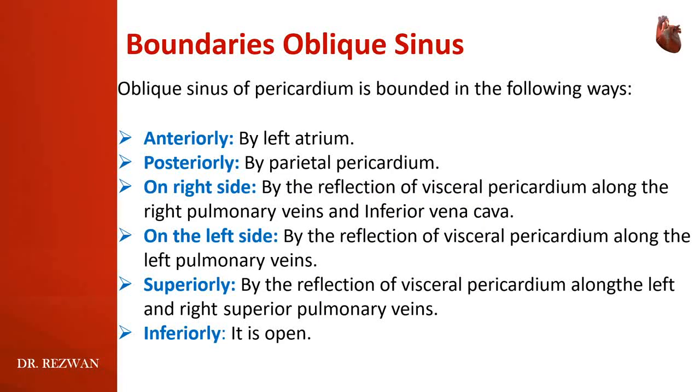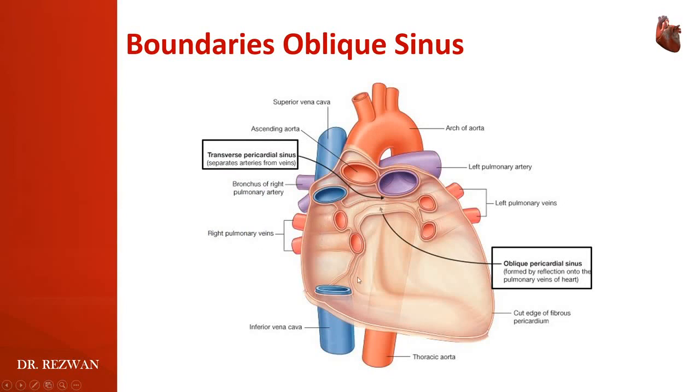Now what are the boundaries of the oblique sinus? The oblique sinus is bounded anteriorly by the left atrium, posteriorly by the parietal pericardium, on the right side by the reflection of the visceral pericardium along with the right pulmonary veins and the inferior vena cava, on the left side by the reflection of the visceral pericardium along with the left pulmonary veins, and superiorly by the reflection of the visceral pericardium along the left and the right superior pulmonary veins, and inferiorly it is open. So again we can see a picture of the oblique sinus over here, and this is the transverse sinus and this one is the oblique sinus.